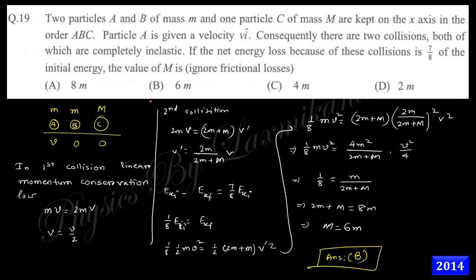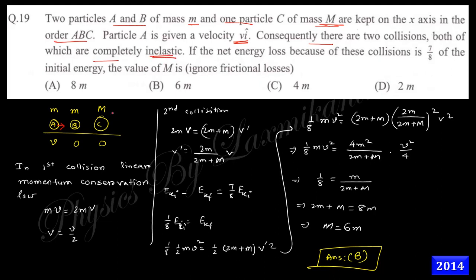Next question. Two particles A and B, each of mass small m, and one particle C with mass capital M, are kept on the x-axis in the order A, B, C. Particle A has a velocity v along the i-cap direction. Consequently, there are two collisions, both of which are completely inelastic. So it collides with that, and after that it collides with that.